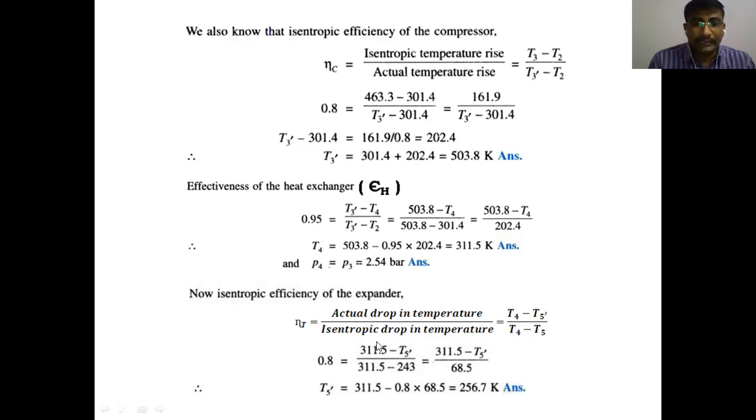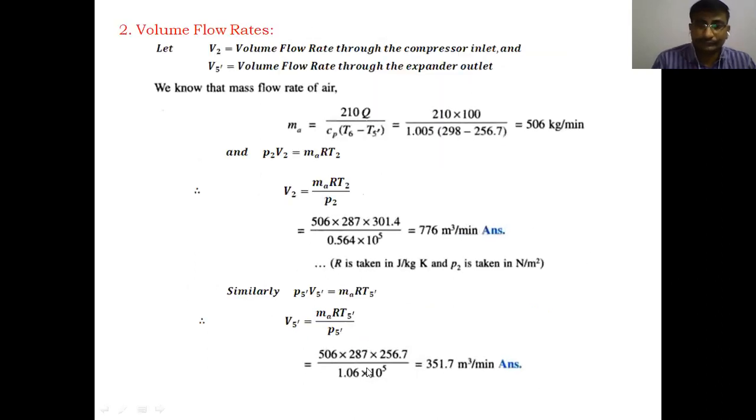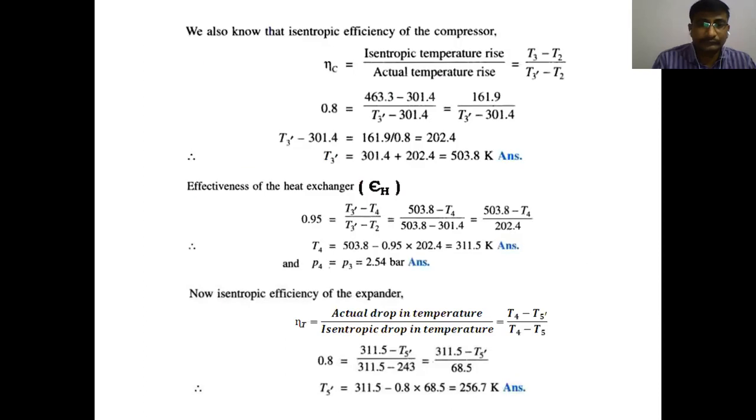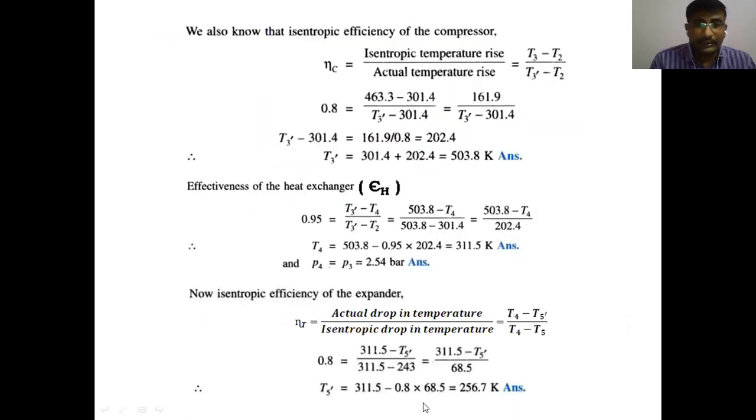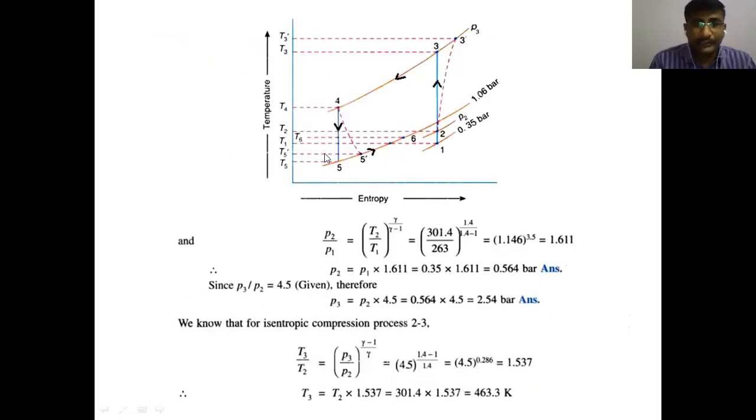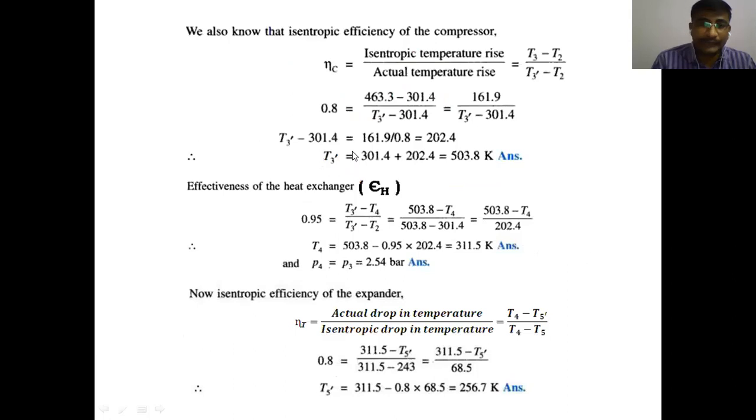In this, we know the temperature T5. Here one equation is missed. That is T4 by T5 equal to P4 by P5 whole power gamma minus 1 by gamma. From that equation, we will get the temperature at 5 after isentropic expansion as 243 kelvins. So by using the adiabatic rule, we get the temperature at 5, T5, as 243 kelvins.